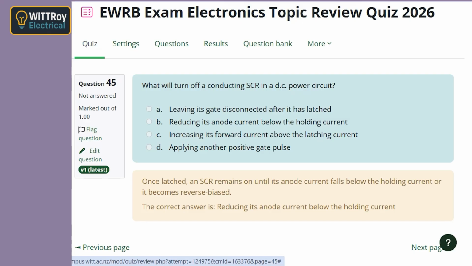In a DC circuit, the anode current must be forced below the holding current, commonly by interrupting or commutating the current. In AC circuits, current naturally reaches zero each cycle, which can turn it off. Okay, not the option I chose. It should be reducing its anode current below the holding current. Yes, exactly. Once latched, an SCR remains on until its anode current falls below the holding current or it becomes reverse biased. Okay, the operating condition is the part I need to hold on to.